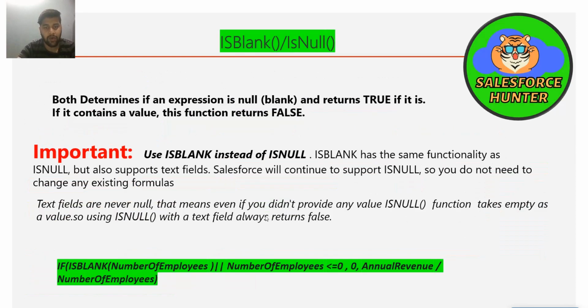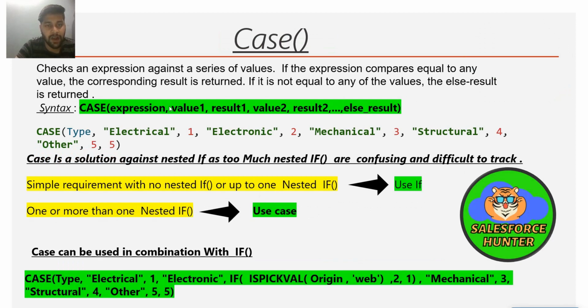Okay, so now the next function is CASE. What is CASE, and why do we need CASE if we already have IF? That is what we are going to understand. What CASE does is it checks an expression against a series of values. If the expression compares equal to any value, the corresponding result is returned. If it is not equal to any of the values, then the else result is returned. Basically this expression is evaluated against value 1, value 2, and so on. There is no limit on the number of values and results you could put here.